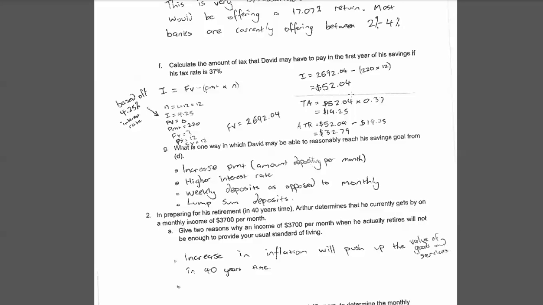$52.04. So that's when you need to work out his tax, where his tax rate is 37%. So it's 37% times the 52.04. We get $19.25 he needs to pay in tax. So his after-tax return is 52.04 minus 19.25, which means that at the end of the day, after he's paid all of his tax of 37%, he's going to have a profit of $32.79 in his bank account.